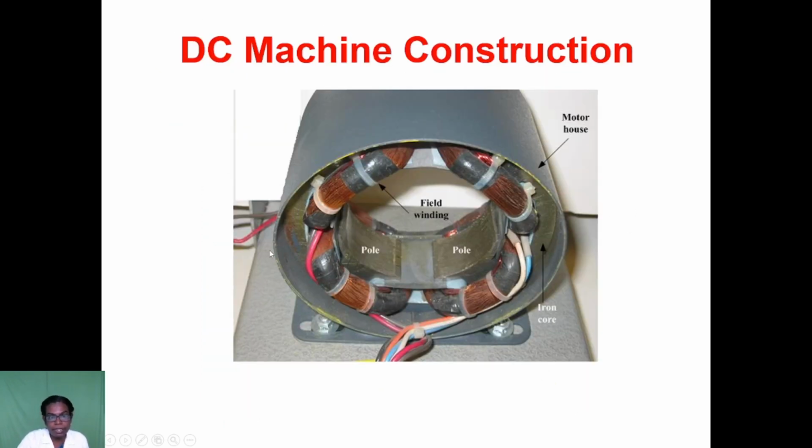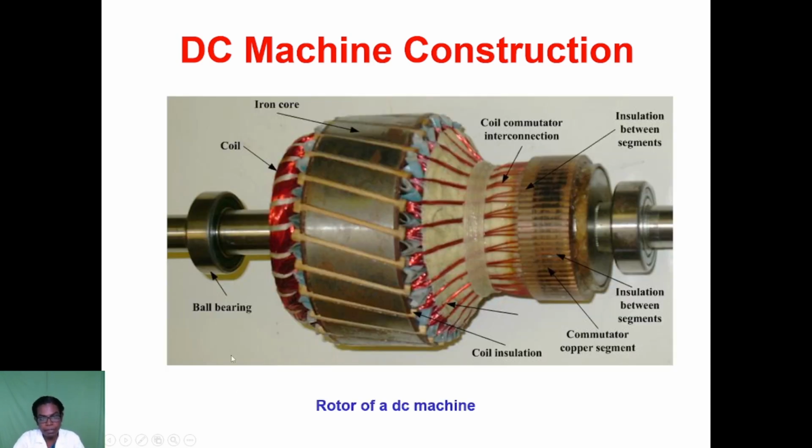This is the DC machine stator part. The field windings are placed on the pole core, and the pole shoes are on the poles. This is the stator part, and on the outside is the yoke, the motor house, and this is a leg. Then the inner part is the rotor, with the commutator and shaft, and also the bearings for free rotation.